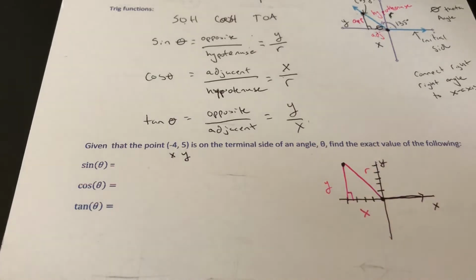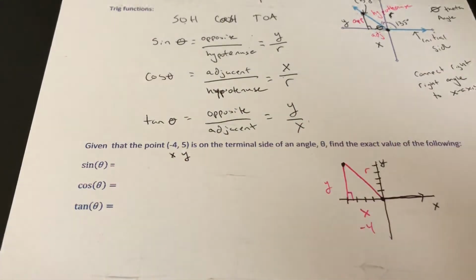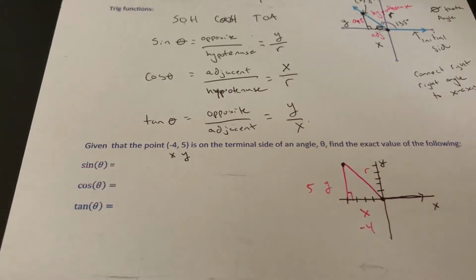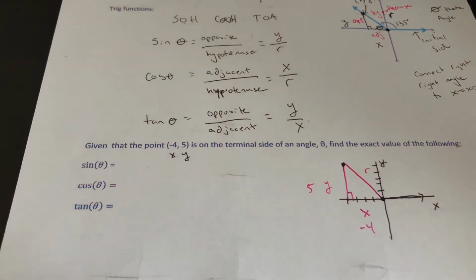Some of this information is given to us. Do we know what our x coordinate is? It was given to us to start the problem. What's our x coordinate? Well, we know this is -4. What's our y coordinate? It was given to us to start the problem. It was 5. Now, here's where we reach a little bit of a problem. Do we know our r value? Do we know that hypotenuse length?